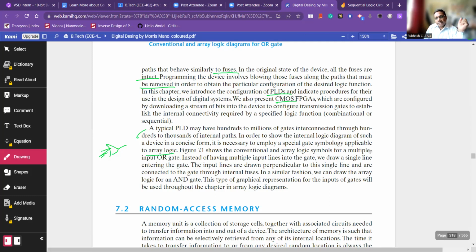Figure 7.1 shows the conventional and array logic symbols for a multiple input OR gate. Instead of having multiple input lines into the gate, we draw a single line entering the gate. The input lines are drawn perpendicular to this single line and are connected to the gate through internal fuses. In a similar fashion, we can draw the array logic for AND gates. This type of graphical representation for the inputs of gates will be used throughout the chapter in array logic diagrams.